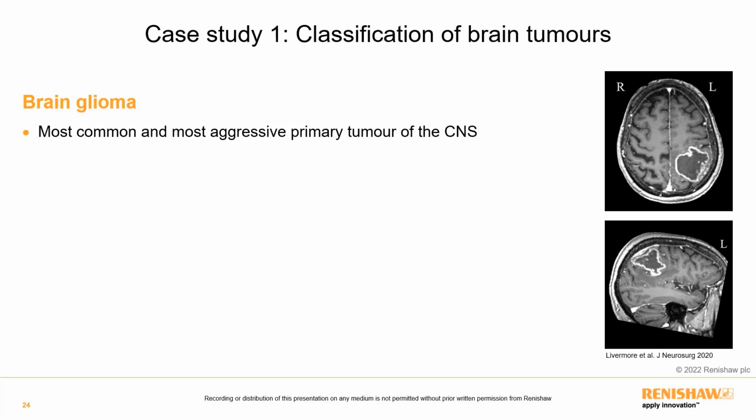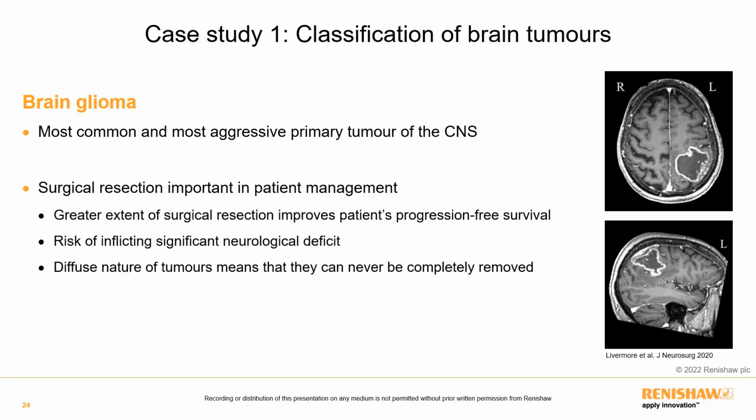Brain glioma is the most common and most aggressive primary tumour of the central nervous system. Surgical removal of tumour tissue is important in the management of patients with glioma. Increasing evidence is showing that the more tumour tissue that gets removed, the better the patient's prognosis of progression-free survival. However, given that we are working in the brain, removal of any healthy tissue will have serious health implications for the patient. Removal of non-cancerous tissue can cause significant neurological damage, and so it is extremely important that the surgical removal of cancerous tissue does not come at the cost of disability.